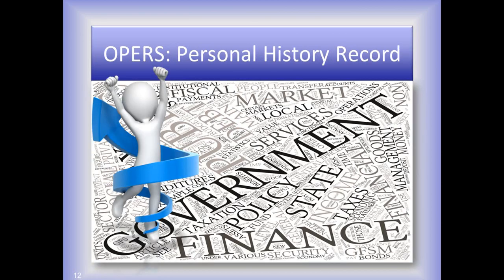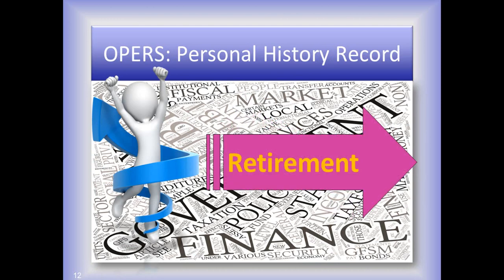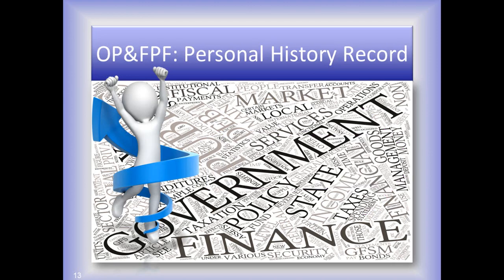Ohio Public Employees Retirement System. Employers are required to complete and submit to OPERS a personal history record for each newly hired eligible employee. The personal history record must be submitted to OPERS within 30 days of the individual's first day of employment. We will discuss much more information about OPERS in Level 3 and Level 4.